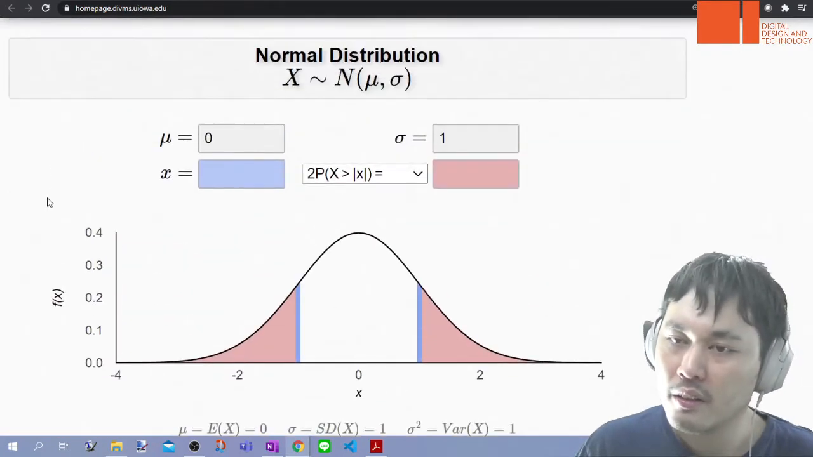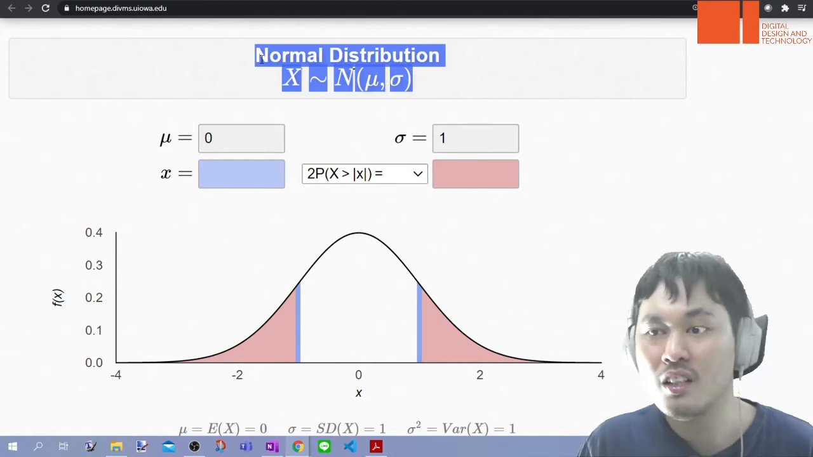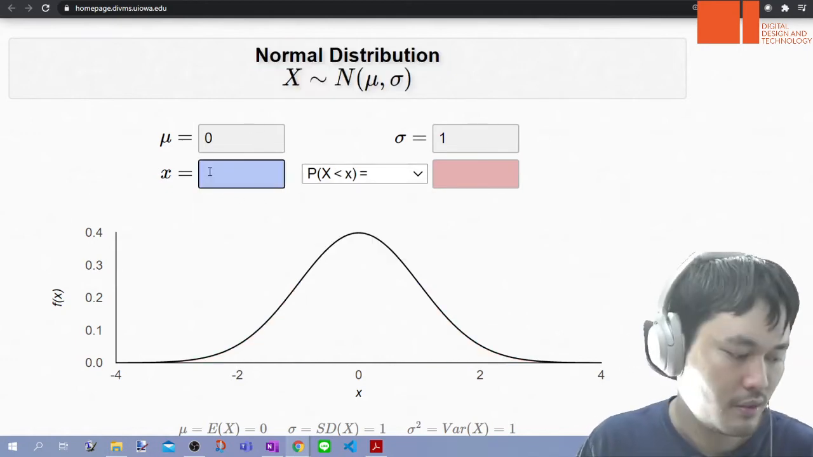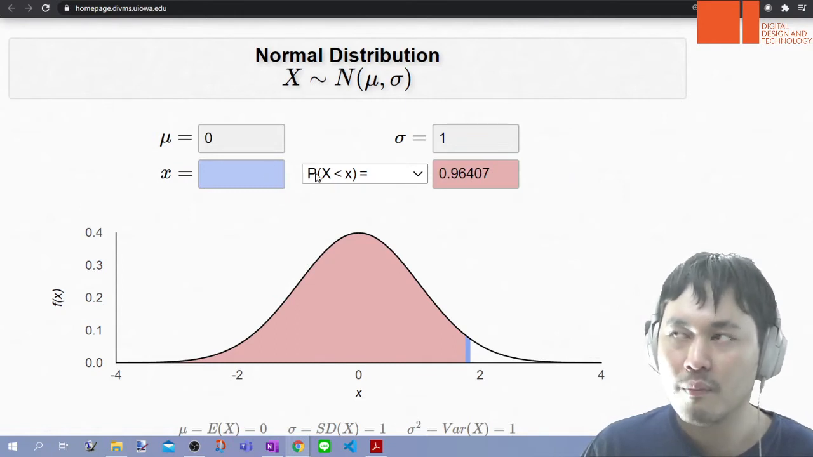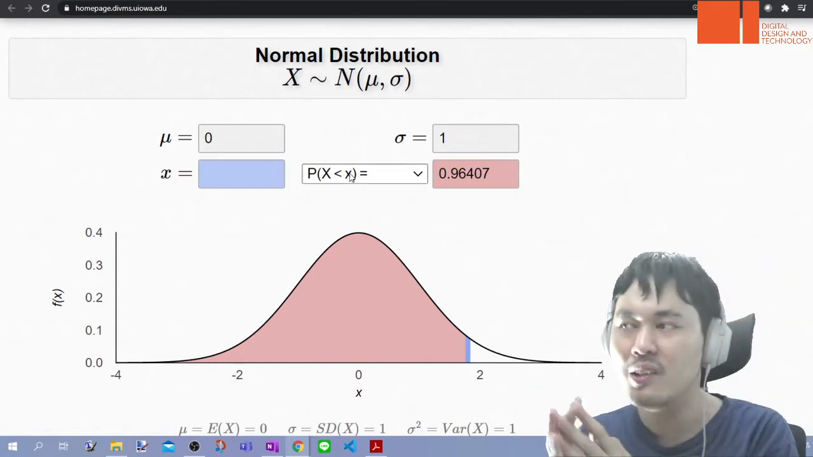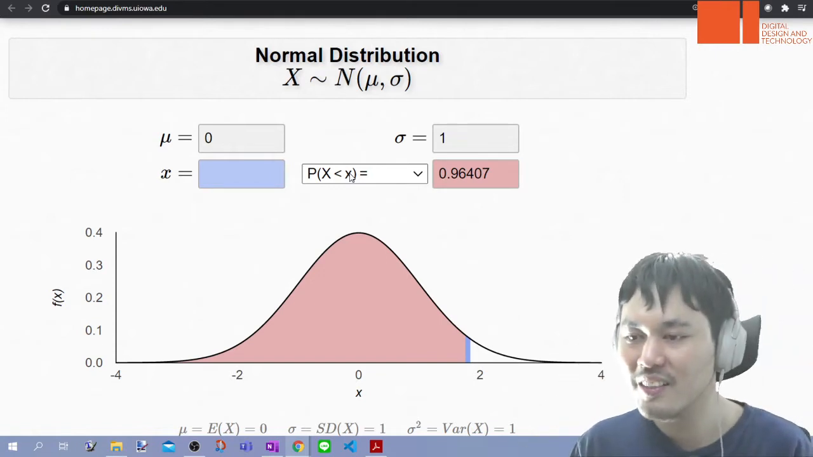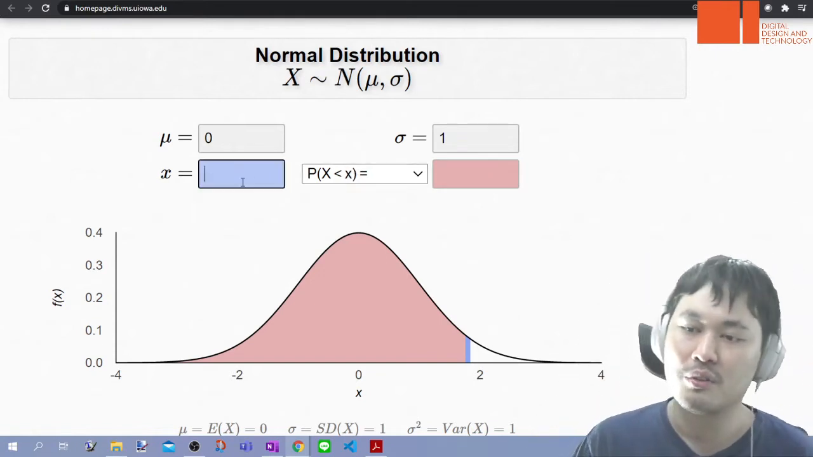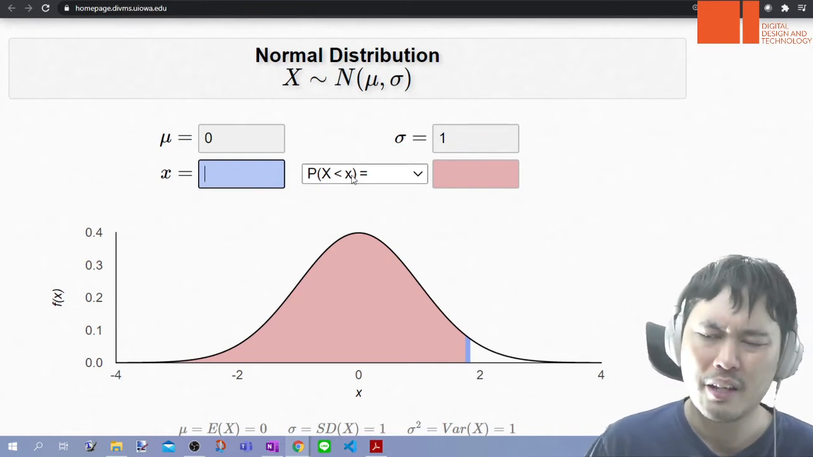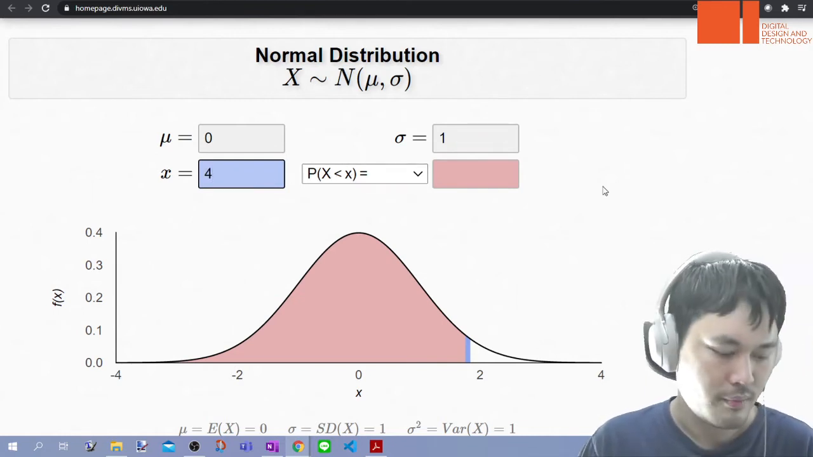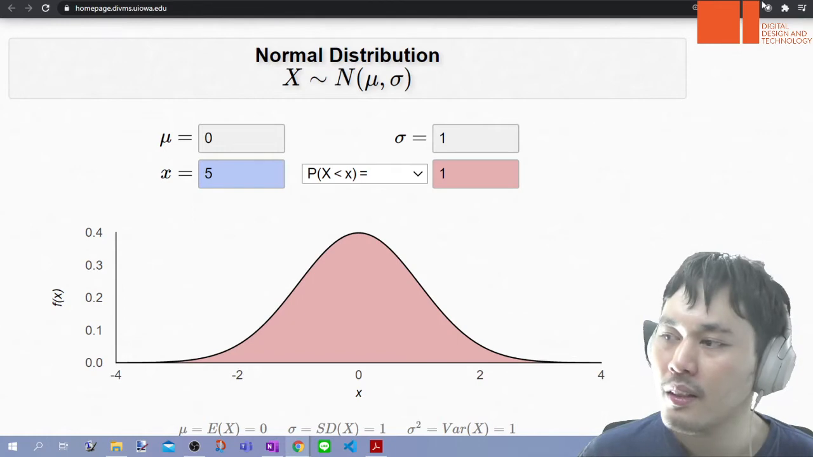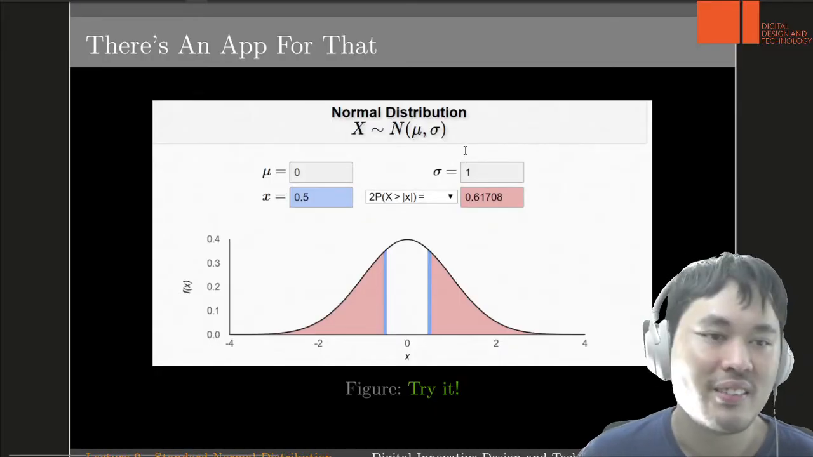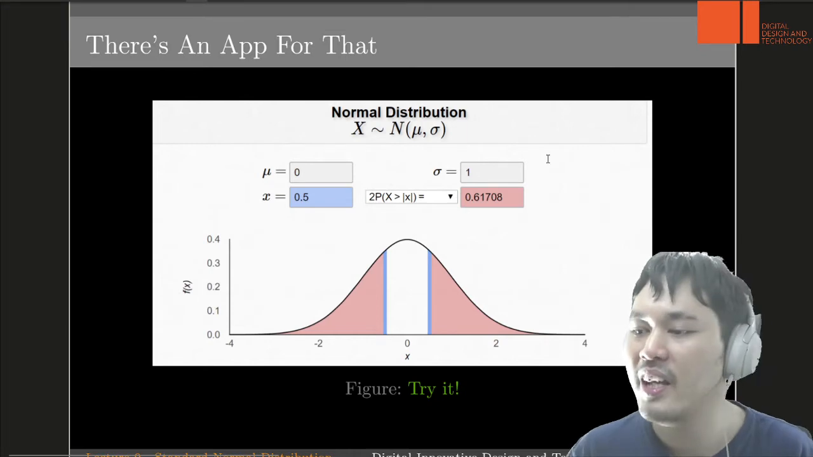So anyway, that's the thing. Instead of using the table, you can use this app, and it's totally okay if you use this app in exams or homework or whatever. But if I ask you to compute this by hand or using a specific method, then you're supposed to use that method. Or if I ask you to find the probability that x is less than 5, then you just use this app. It says 1. It's not exact, but okay, that's the app. There's an app for that. Use it, or any other app you have at hand.